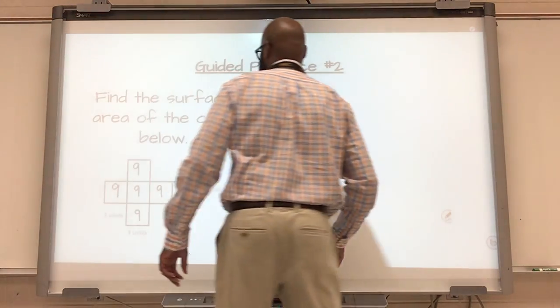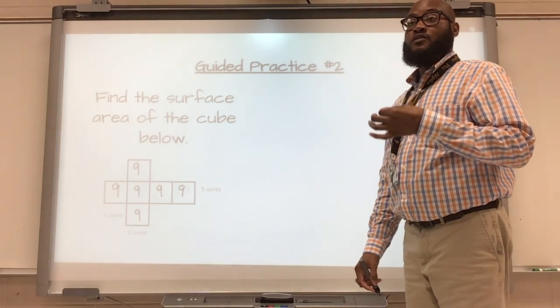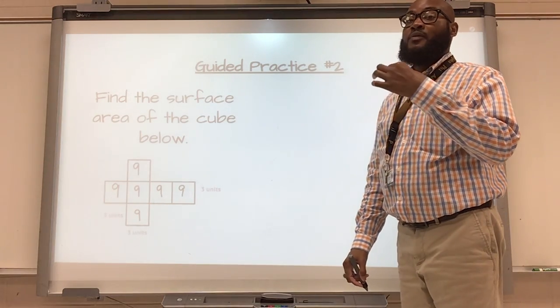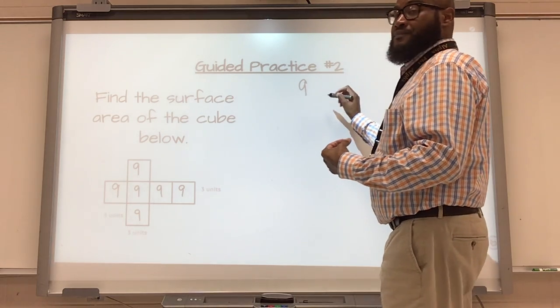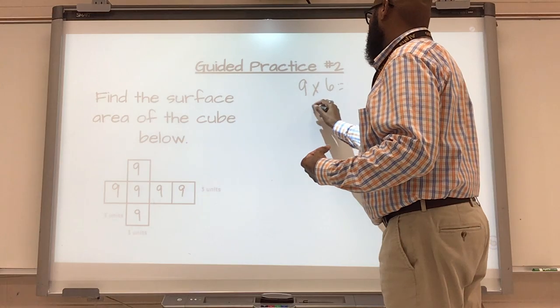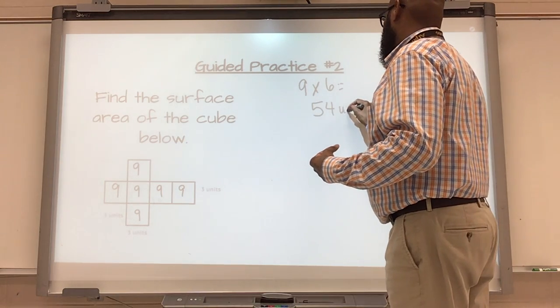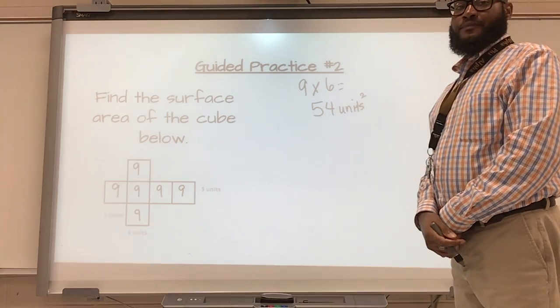To find the total surface area, we may add all of them together, or because we know that multiplication is repeated addition, we could just do 9 times 6, and that would give us 54 units squared.